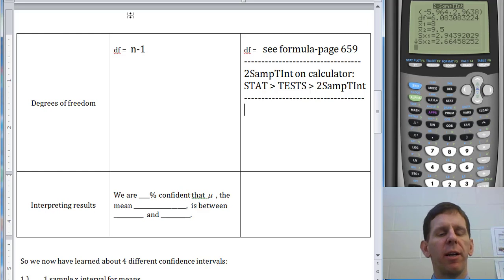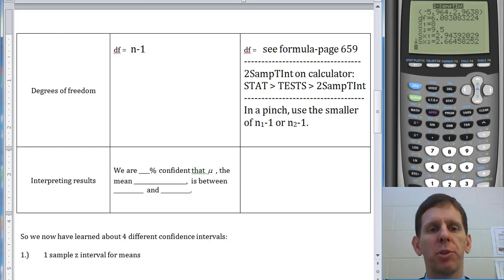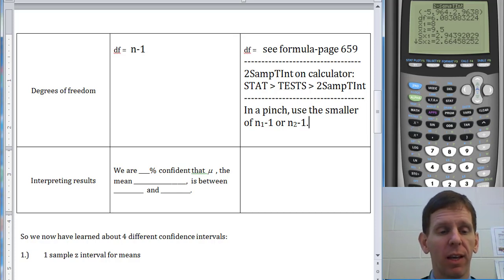Or your third option, in a pinch, what you can use is the smaller of the first sample size minus 1 or the second sample size minus 1. This isn't the best option. The other two methods will give you the exact values, but in a pinch, using the smaller of the two sample sizes minus 1 will at least give you an answer that's in the ballpark. I prefer you not use that, but if you forget the formula and you forget how to do the two-sample t-interval on your calculator, you can use that.